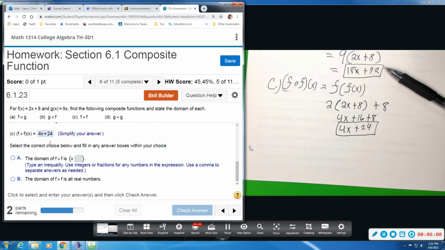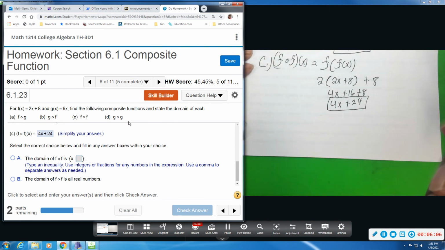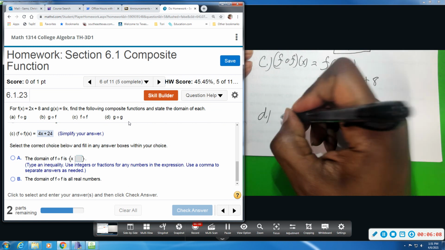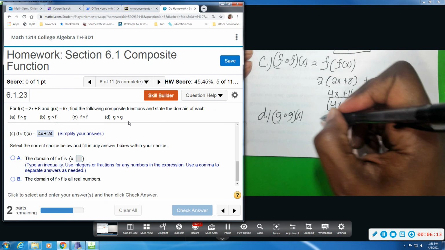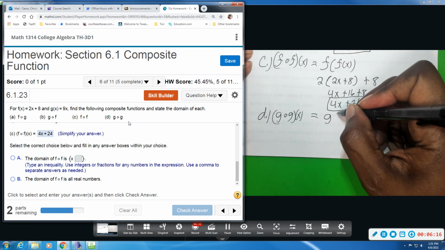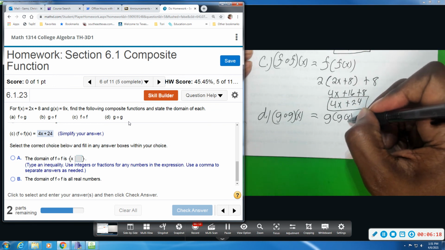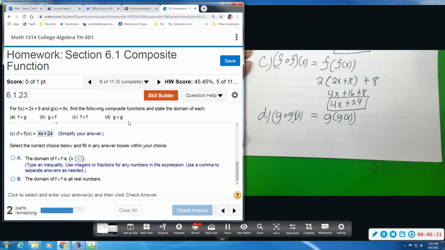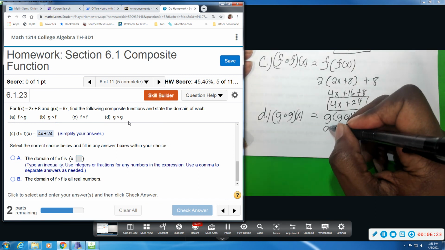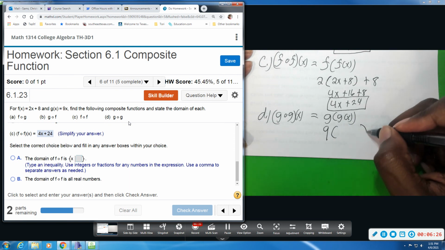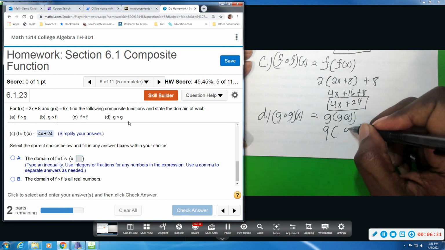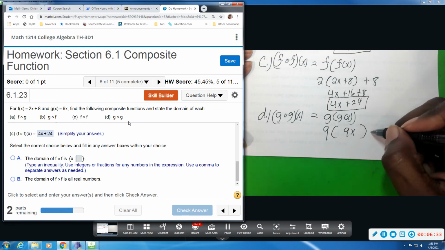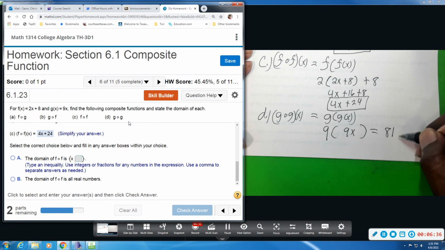And then the last part, we're going to do g composed with itself. And we have g composed of g of x, which means g is the outside function, g is the inside function with the variable x plugged in. So the g equation was just 9x. So instead of x, we're going to replace with parentheses, and then inside the g equation, which is 9x, 9 times 9 gives me 81x.